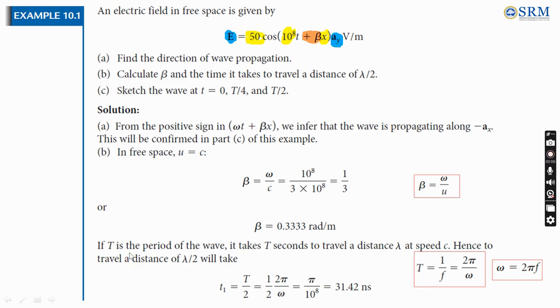And we know that the time period of a wave, if T is the time period, is the time it takes to travel a distance lambda at a speed c. They ask us to find the time to travel a distance of lambda by 2, so I have to divide the total time period by 2. We know the relation T equals 1 by f, and the relation between omega and f also. If you find f from here, it is omega by 2 pi. Substituting here, we can get the time period in nanoseconds.